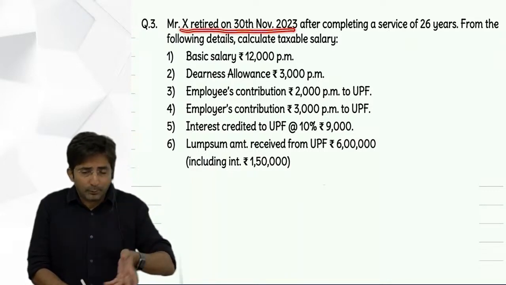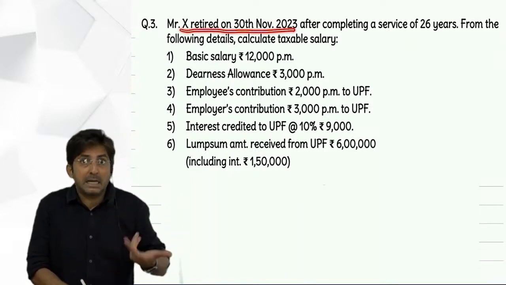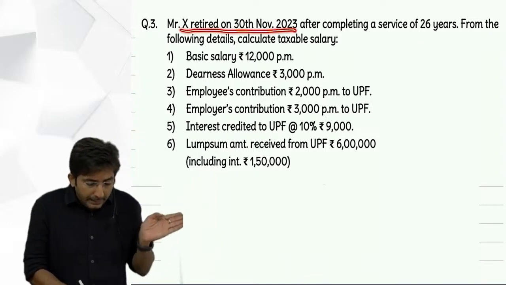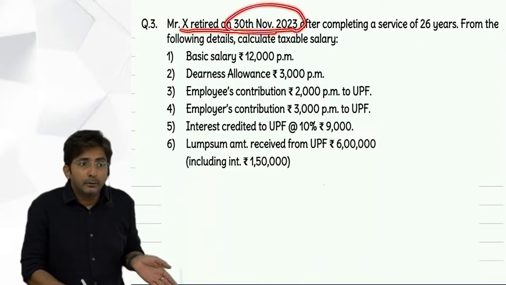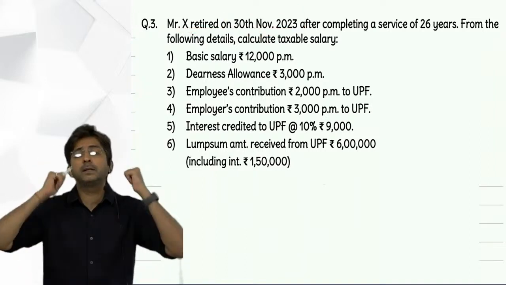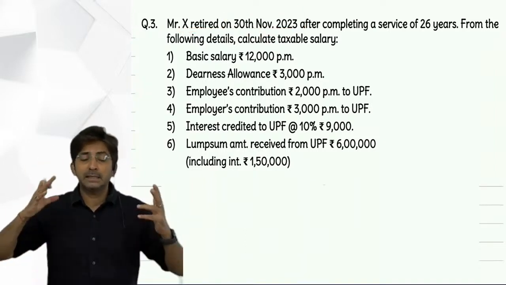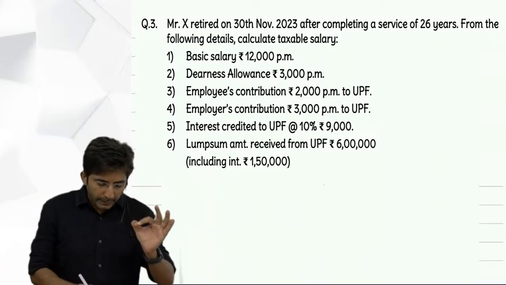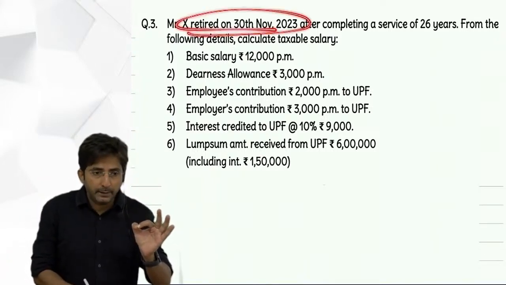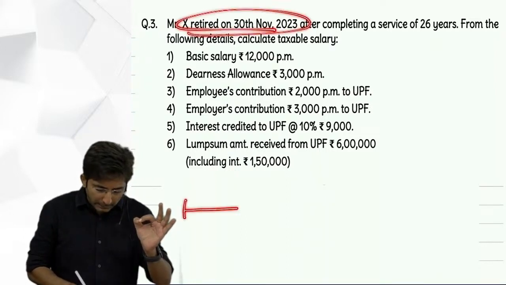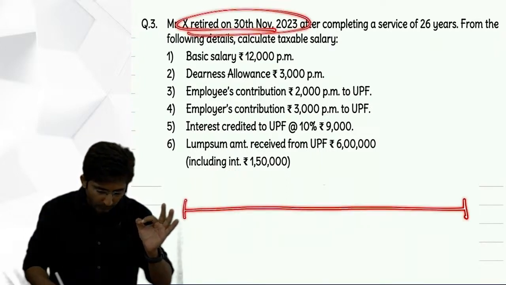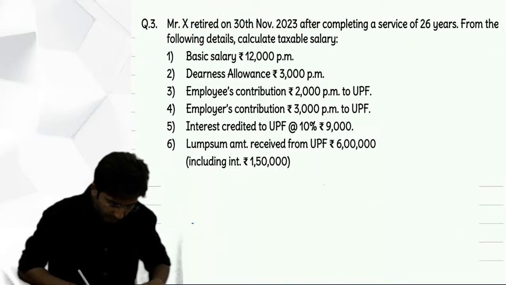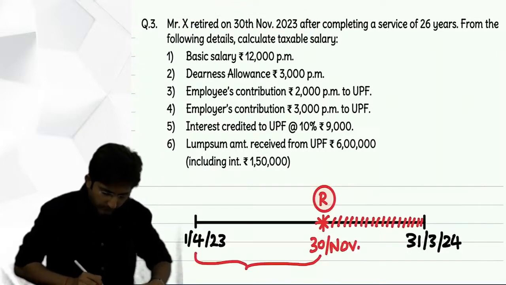Why am I saying previous year? Income is always calculated for the previous year, and what is our previous year? 23-24, and he has retired in our previous year only. So he didn't work for 12 months. How will he get salary for 12 months? So make a point, whenever the question is on retirement, you should draw a timeline like this. See what I am doing.